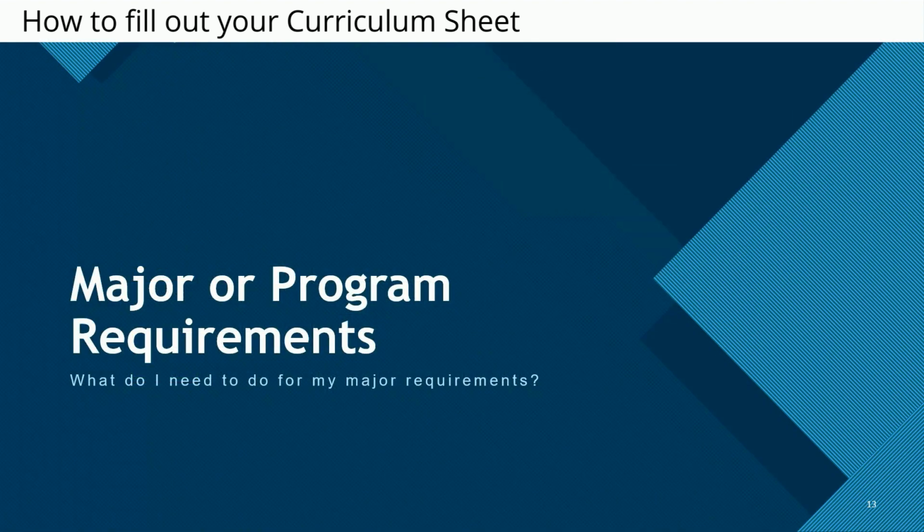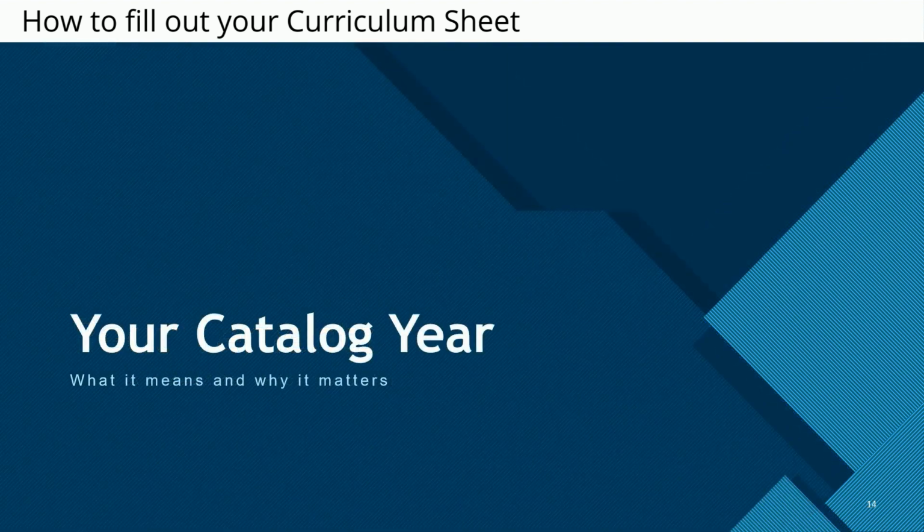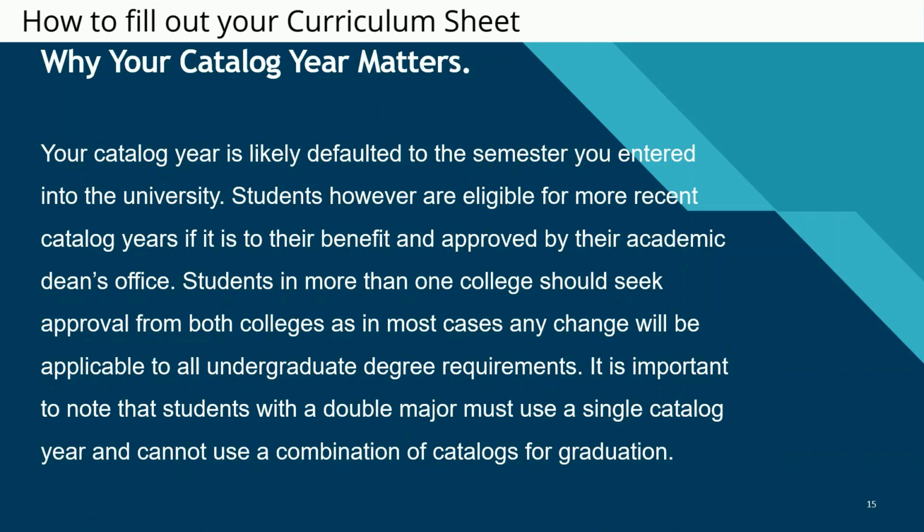Now it is time to begin filling out your major requirements. As you scroll down, you should see your declared major, declared subplan if applicable, and the catalog year for which you are filling out the curriculum sheet. If this information looks incorrect or reflects a different major or subplan, please contact your professional advisor to resolve the issue. A quick reminder that your catalog year is likely defaulted to the semester you entered into the university.